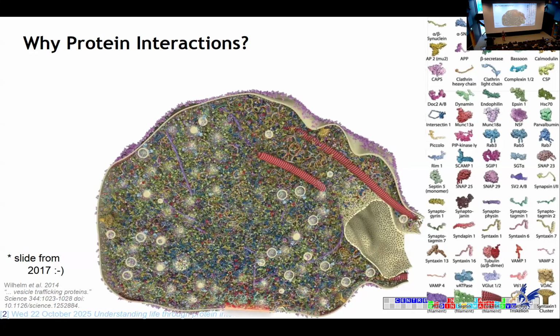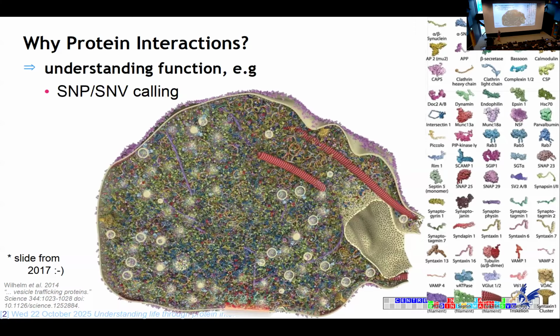This car will not go. This synapse will not go. It's a nice picture. It's great. It's missing all the interactions. So it's like an IKEA closet, but you have just bought it, right? So the interactions are not correct here, yet. So that's why we look at protein interactions, because this is the biology. So this is a connection to understanding life. It's about understanding function.